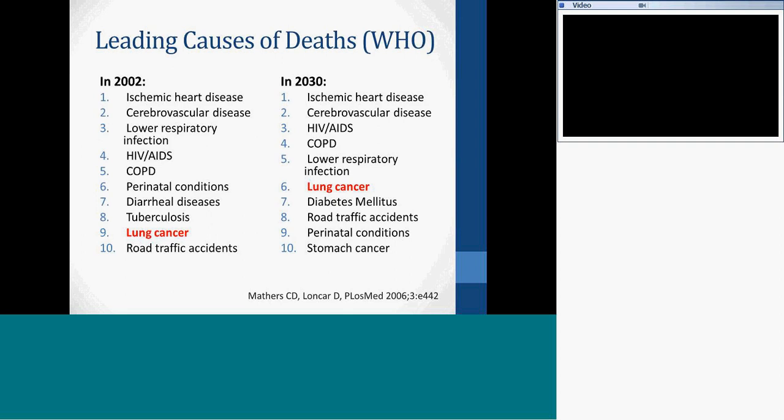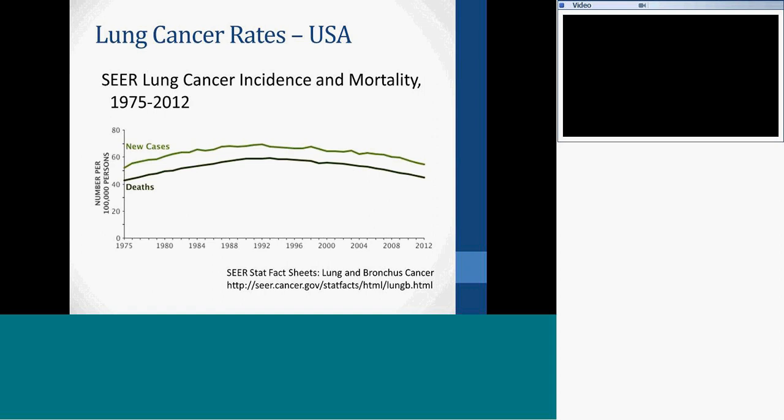Look at the incidence and mortality caused by lung cancer. This is U.S. data, but look at the trends from 1975 till 2012, you can see that the incidence and mortality on a population-wide scale in the U.S. peaked somewhere in the early to mid-90s and has been somewhat declining since then.